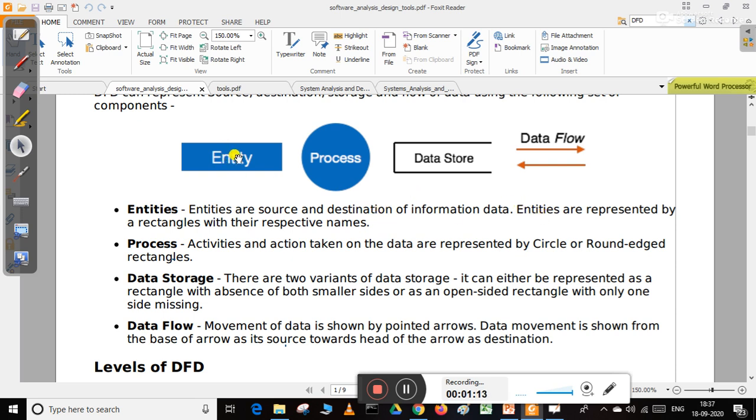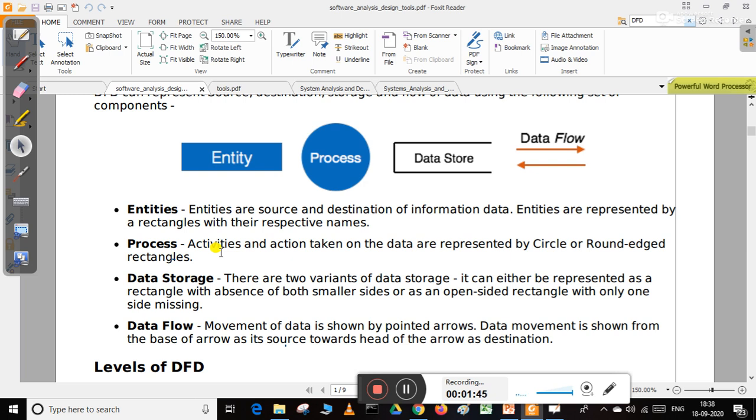Entities are the source and destination of information data. Those are the source and destination of data. Entities are represented by a rectangle with the respective names, like student, teacher, or account. Process means activities and actions taken on the data, represented by circles or round-edge rectangles.